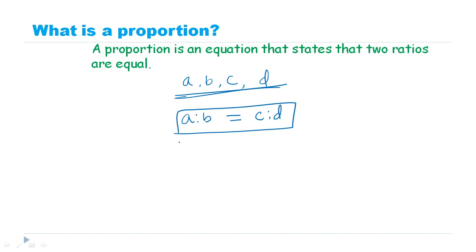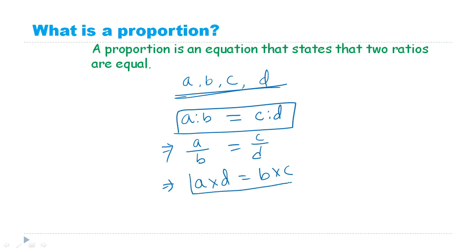And one more thing: we can write A is to B as A by B, and C is to D as C by D. Here you can notice, if you do cross multiplication, then you will get A into D is equal to B into C. This is very important, because to check whether given four terms are in proportion or not, we must follow this. We need to check this, otherwise we will not be able to do that.